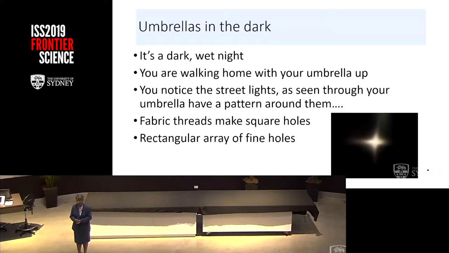The Brits are very keen on having net curtains at their windows. I don't know if representatives of other countries here have net curtains at their windows. Do you know what I'm on about?